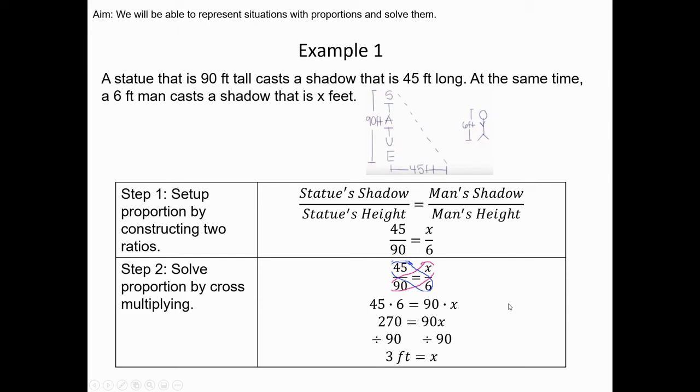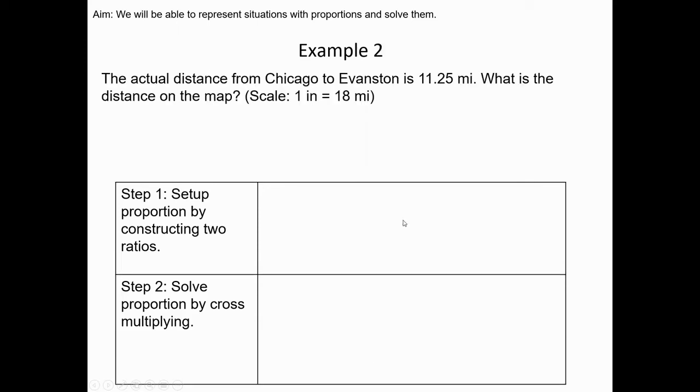Let's do one more. This time, let's talk about using the scales of maps to figure out our problem. So it turns out if the actual distance from Chicago to Evanston is 11.25 miles, those are two places in Michigan State. And the question is, what is the distance on the map? Assuming that the scale on the map, for every 1 inch on the map, it's 18 miles.